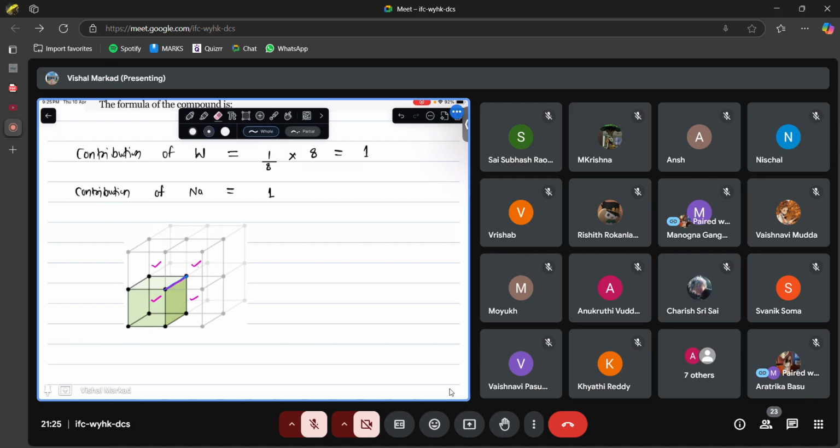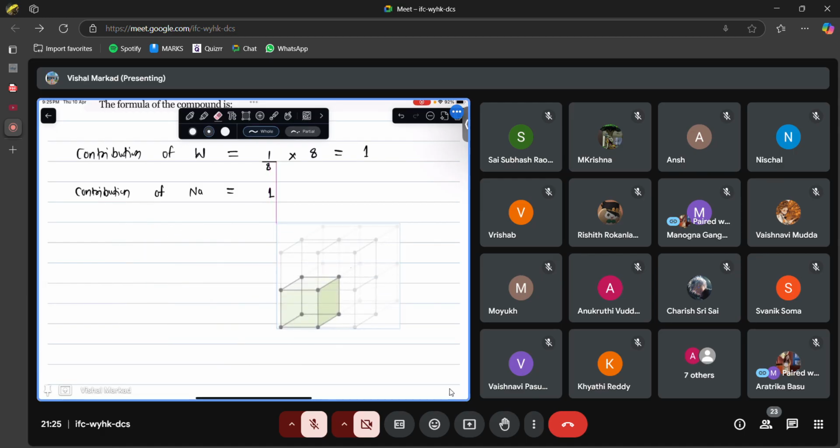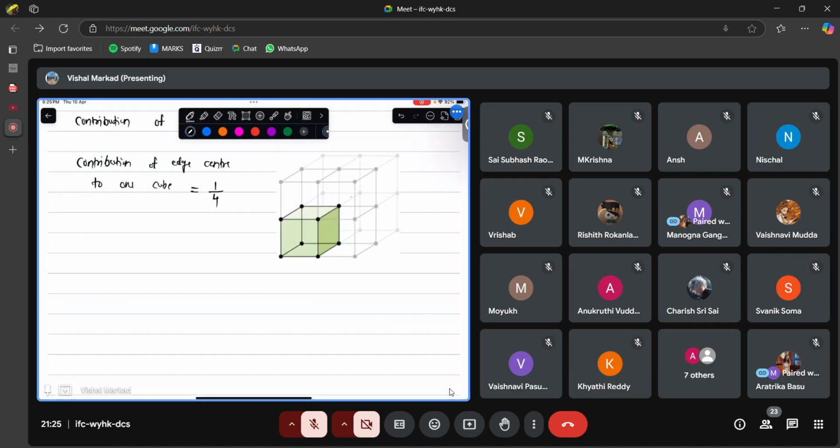So what is the contribution of that line for a single cube? 1/4. Okay, so that's the contribution. So we'll write down that thing. What is the contribution of an edge center to one cube? 1/4.